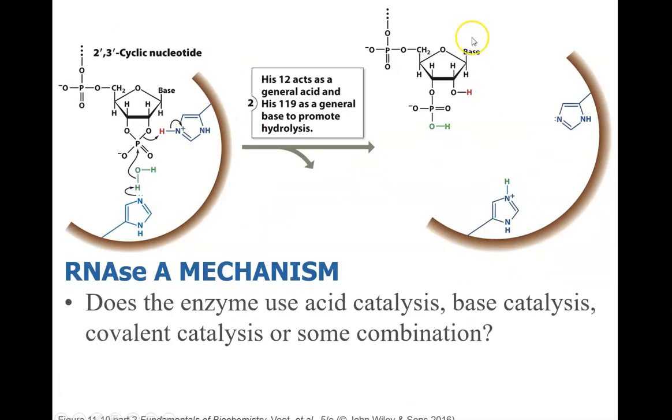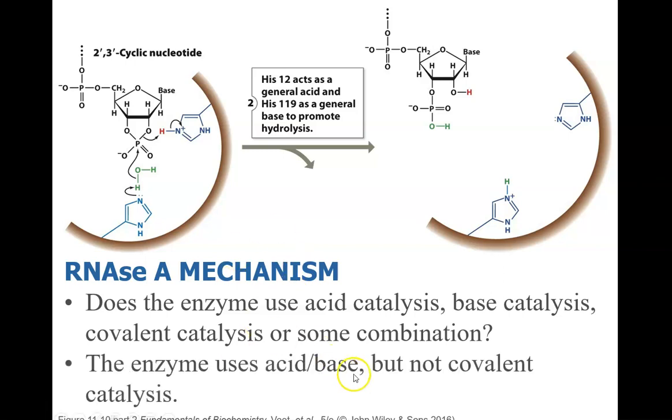And to complete, this is just a repeat of what's on the other slide. Now we're able to release our second product, and now we've regenerated the enzyme. It's not the same proton, it's a green one instead of a red one, but that's okay. We've regenerated our enzyme so the His 12 is unprotonated and the His 119 is protonated. So we can ask the question, does the enzyme use acid catalysis, base catalysis, covalent catalysis, or some combination?